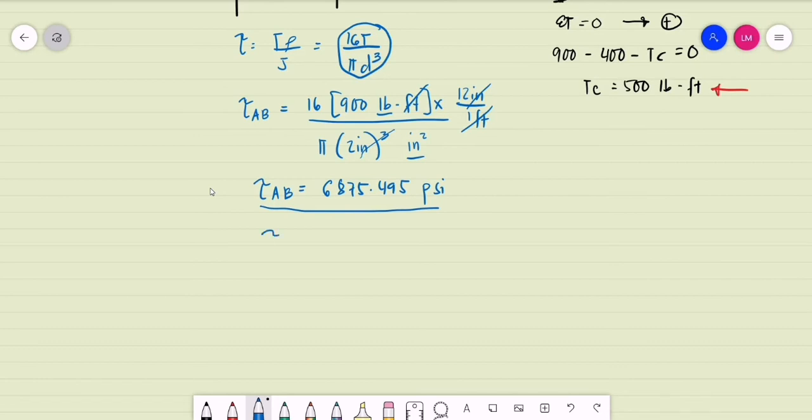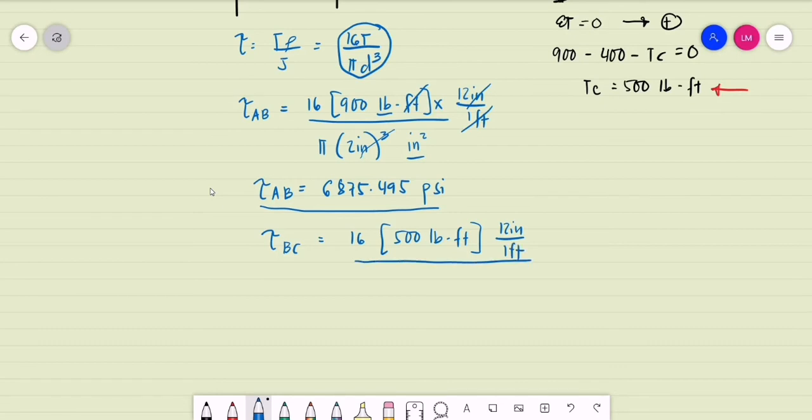6,875.495. For the shearing stress for segment BC is equal to 16. What is the net torque for segment BC? That is equal to 500 pounds-foot, multiplied by 12 inches is to 1 foot.